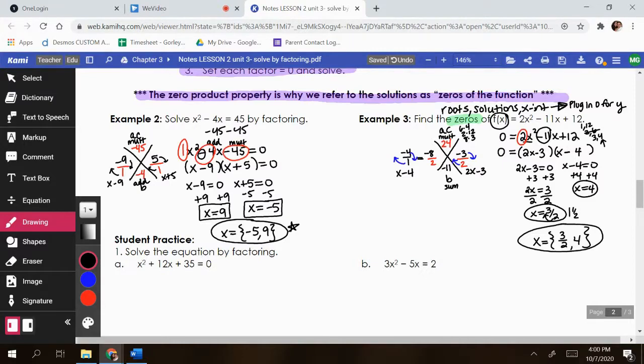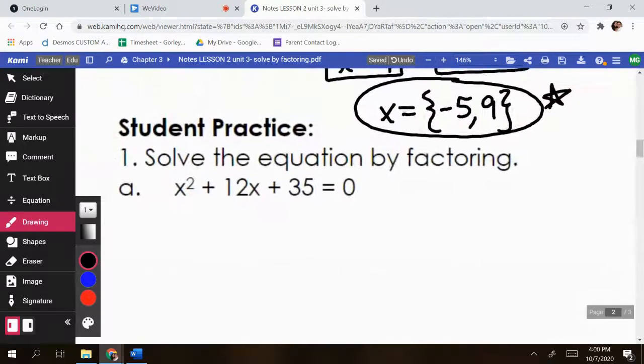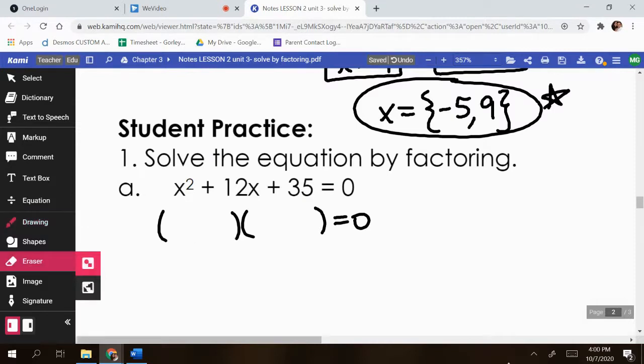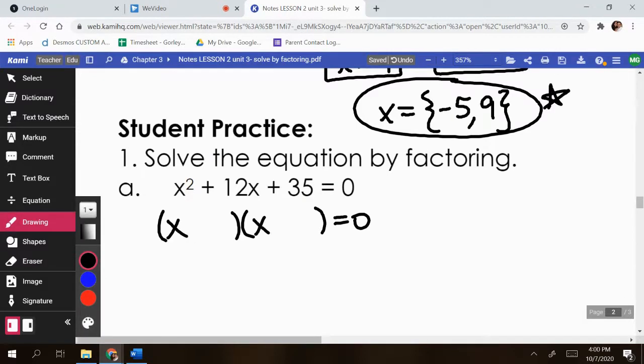Welcome back. All right, we're going to solve these by factoring. This first one's already set equal to 0. So I'm going to set up my parentheses. First times first equals x squared. So that's going to be x and x. What number is going to multiply to give me 35, but sum to give me 12?